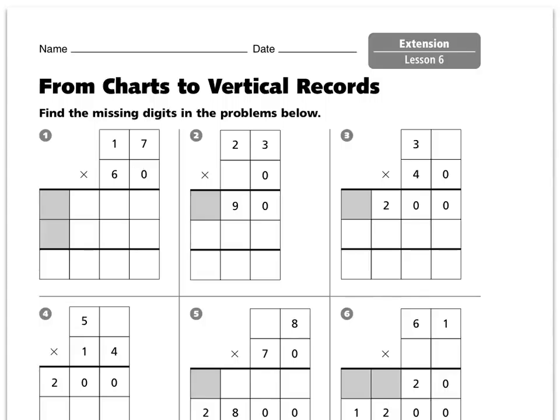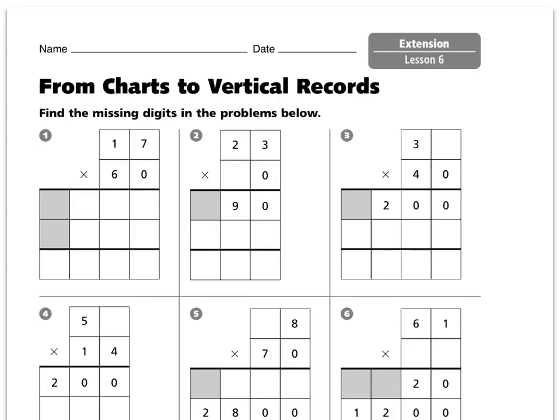Let's look at Chapter 6, Lesson 6 extension, From Charts to Vertical Records. Find the missing digits in the problems below. So this is very similar to number 3 on the practice page. Remember, this is also called Think Math, and it's going to make you think outside the box. Follow the directions and you'll be able to complete it.